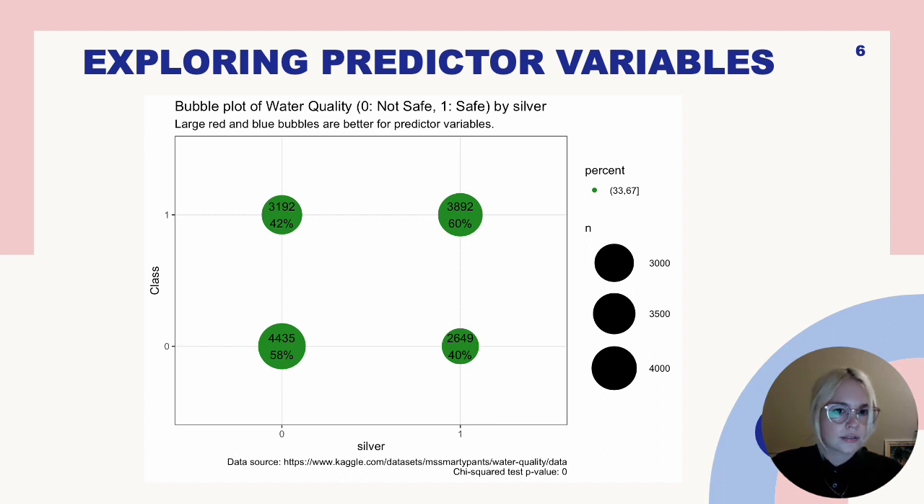In this example, silver is clearly not a good example because the 4 bubbles are pretty much equal in size. So they don't really tell you anything about the relationship between the amount of silver in water and whether it's safe or unsafe.